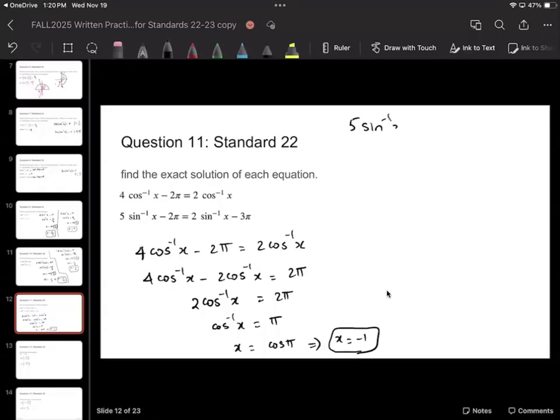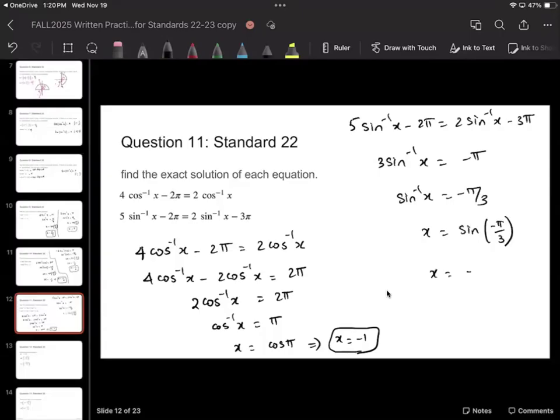5 sine inverse of x minus 2 pi is 2 sine inverse of x minus 3 pi. Again, you're collecting all the like terms together and then dividing. Set it like so. And that's your answer. Okay. So when you are isolating the variables, collect all the inverse functions together on the left and the angles on the right, and then find the value.